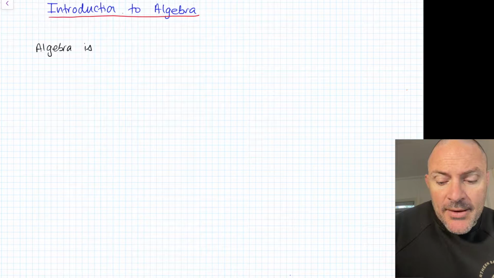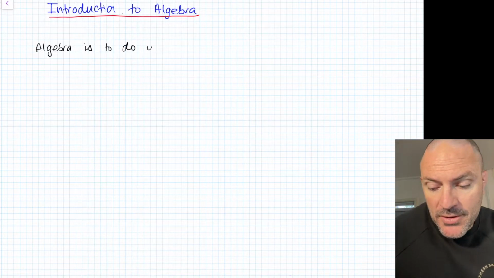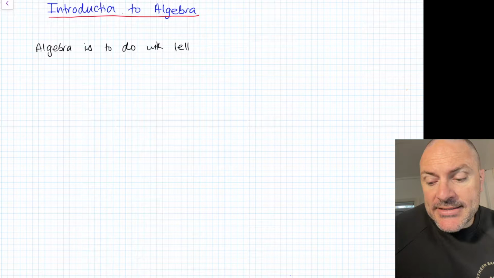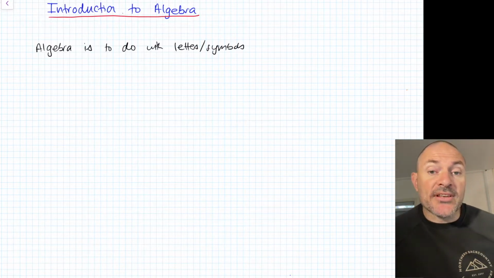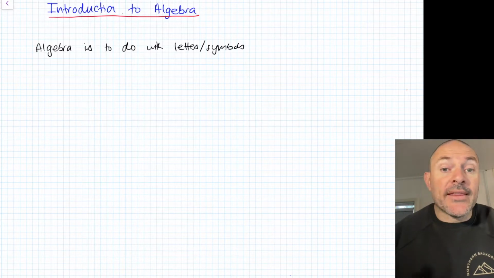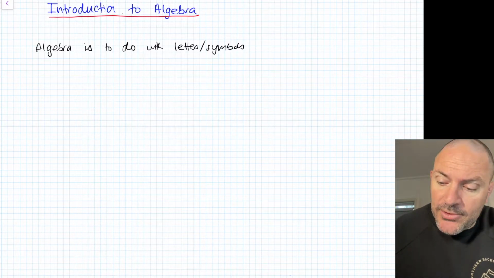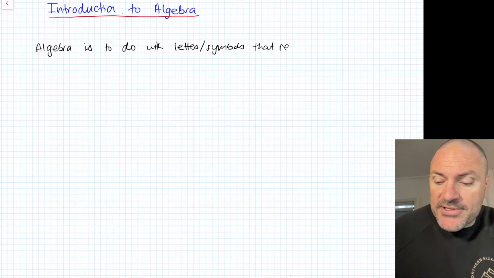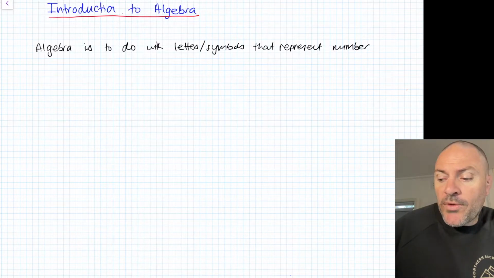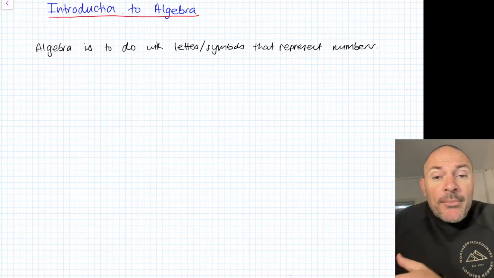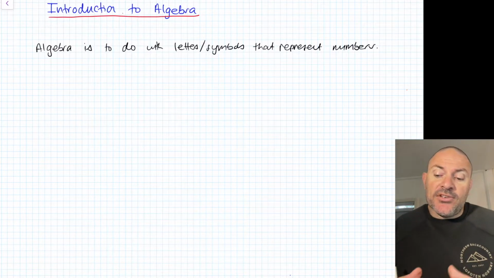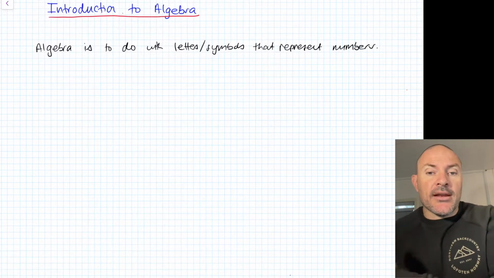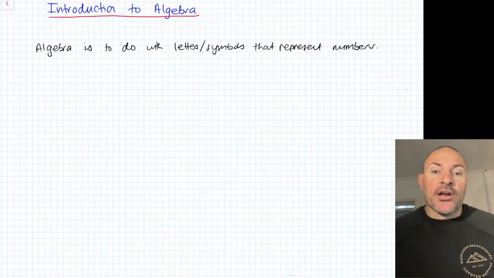Algebra is to do with letters. I'm going to put all symbols, because it could be symbols, Greek symbols like alpha, beta, or even theta later on, with letters or symbols that represent numbers. Now, sometimes we don't know what the number is. Sometimes we might find out what the number is. Sometimes we'll be told what the number is. It can be a whole host of things. So again, algebra is to do with letters or symbols representing numbers. Very, very basic kind of understanding.